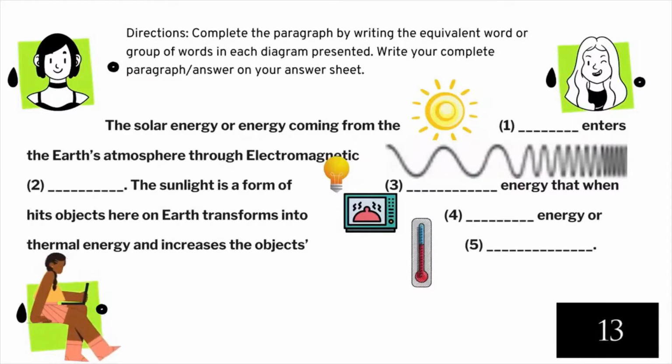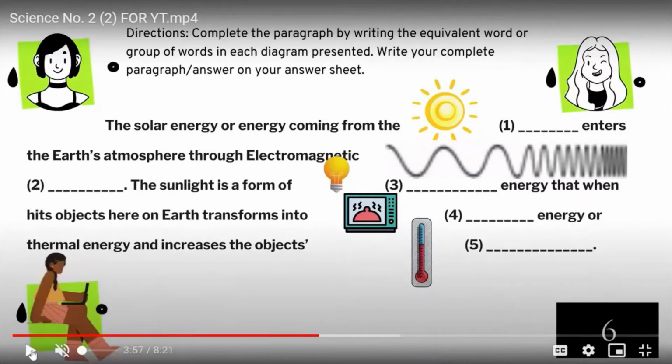The solar energy or energy coming from the blank enters the atmospheres through electromagnetic blank. The sunlight is a form of blank energy that when hits objects here on Earth transforms into blank energy or thermal energy and increases the object's blank. Okay.